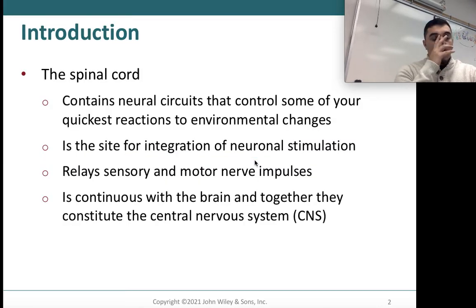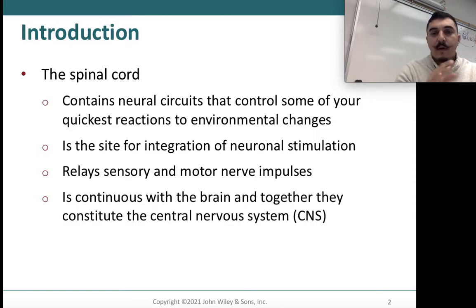Okay. So a little bit of intro. We have our spinal cord. It contains all these neural circuits, circuits that send information from the brain to the rest of the body. They're kind of the little control room in the middle. They control our reactions to environmental changes. It's where we send all these signals so we can react, we can think. So it's kind of like the segue for everything, to relay our impulses to the brain or from the brain, or decisions that our brain decides to take, to the rest of the body.